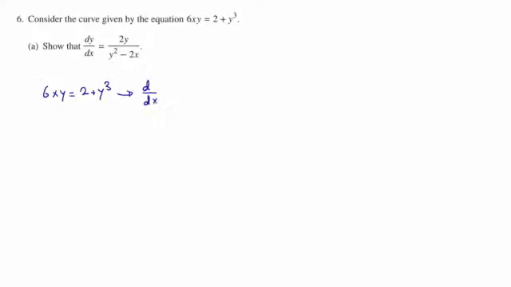We take the derivative with respect to x from both sides. 6xy equals d/dx of 2 plus y cubed. The left side, by the product rule, is 6y plus 6xy prime, equal to 3y squared by the chain rule, y prime.